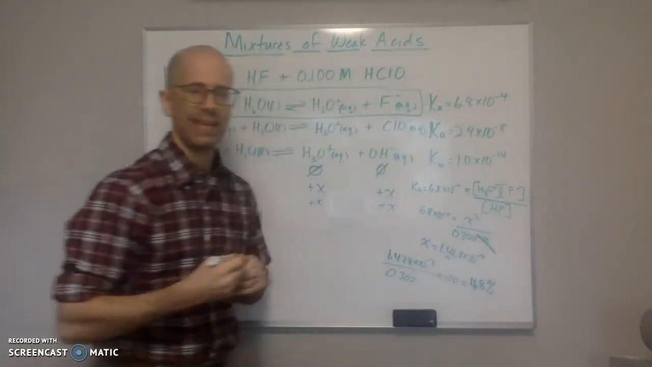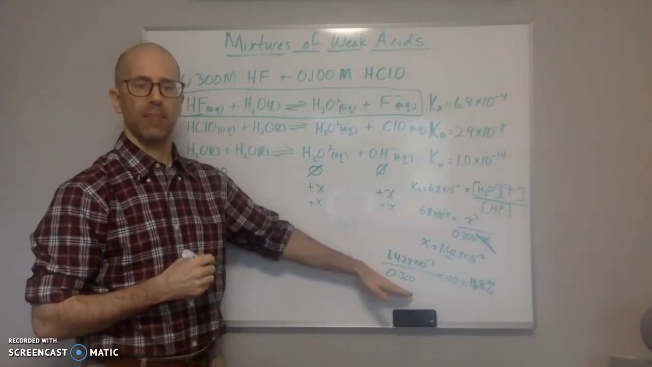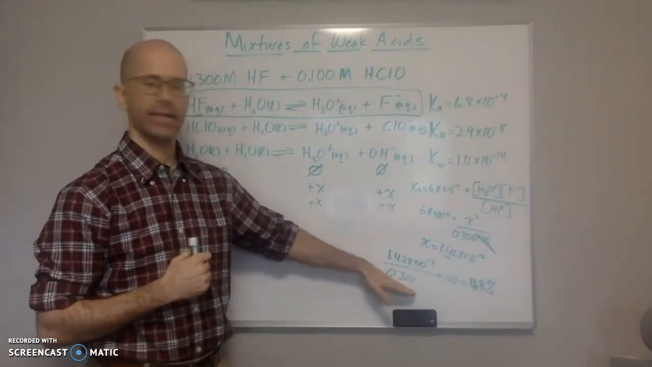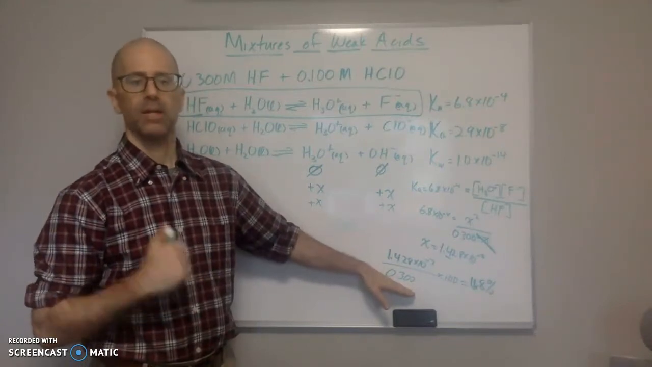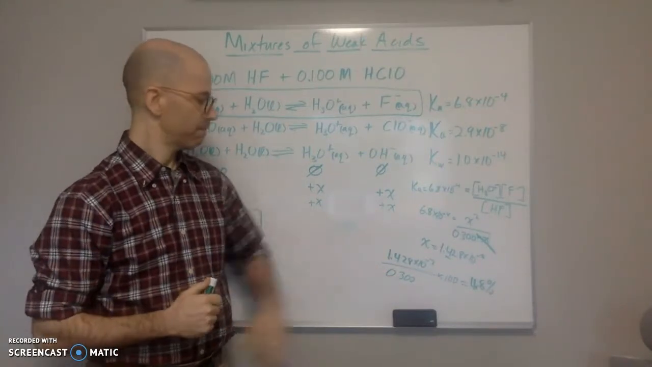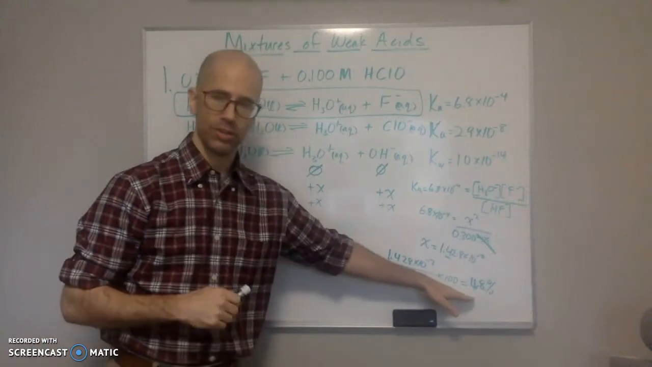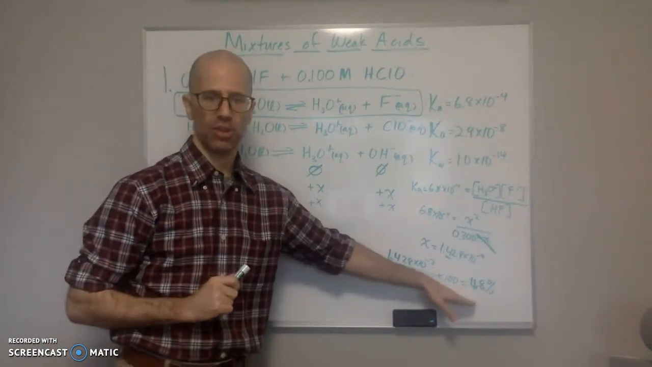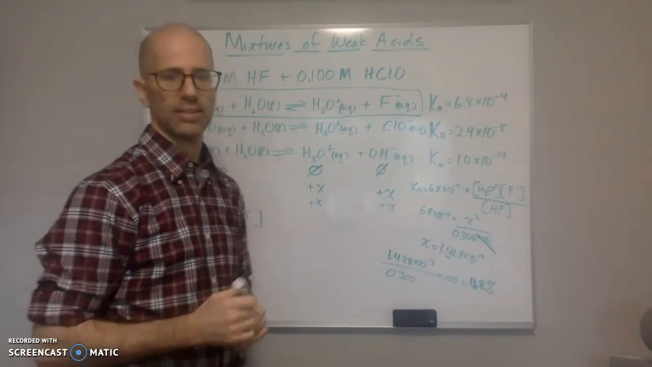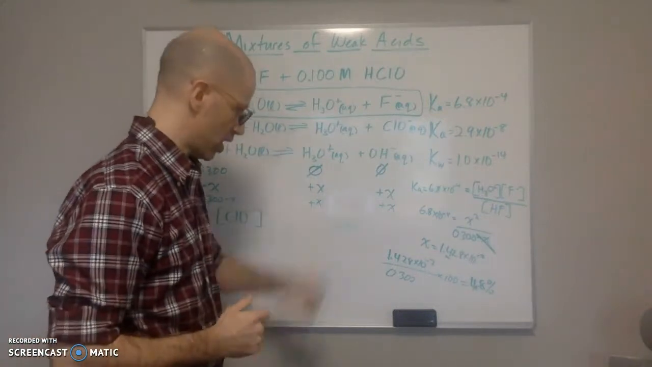So it's less than 5%. So our percent ionization is less than 5%. So it's a good approximation. Okay. So almost, barely a good approximation. So just a little bit less than 5%, but good enough.